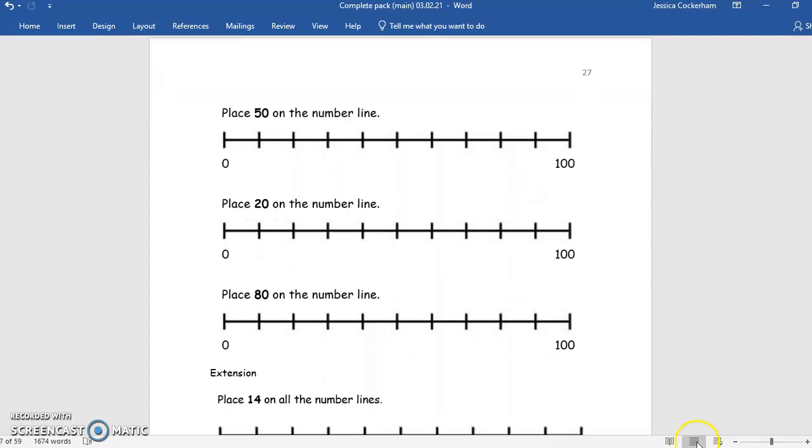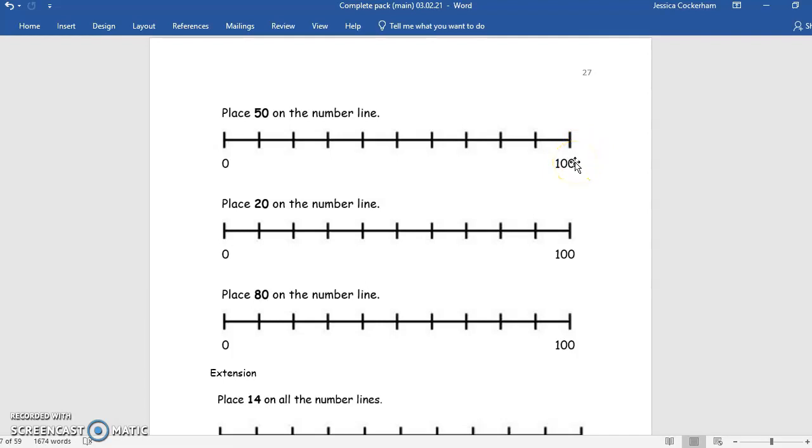Oh, now this number line changes a little bit, doesn't it? It's saying to us here, place 50 on the number line. Now our number line starts at 0, but look, it doesn't end at 50 this time. It ends at 100. So we need to decide what this number line is counting in. Is it counting in ones? 0, 1, 2, 3, 4, 5, 6, 7, 8, 9, 10. Nope, it's not counting in ones, is it? Because it ends with 100, not 10.